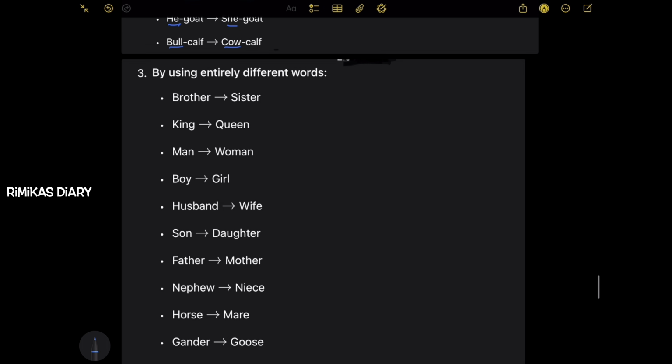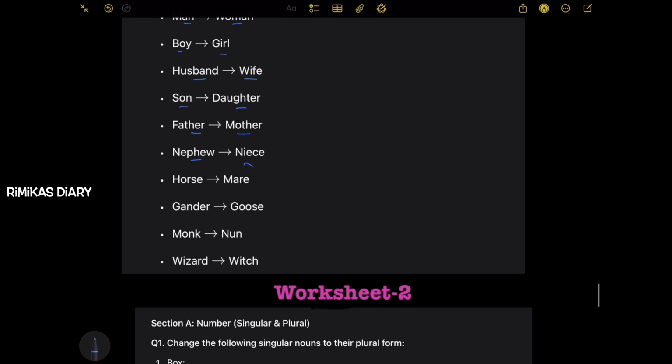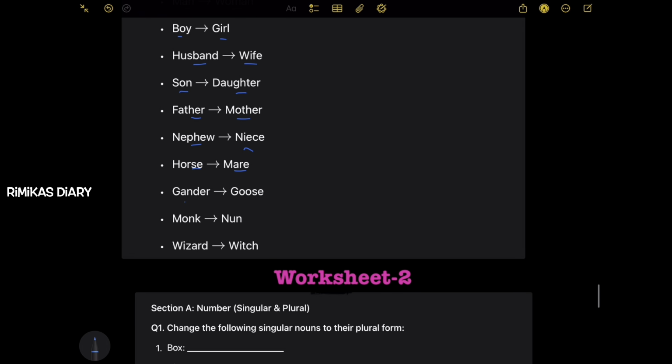Next, by using entirely different words. So you use entirely a different word. So brother, sister, king, queen, man, woman, boy, girl, husband, wife, son, daughter, father, mother, nephew, niece. Horse, mare, gander, goose, monk, nun, wizard, witch.